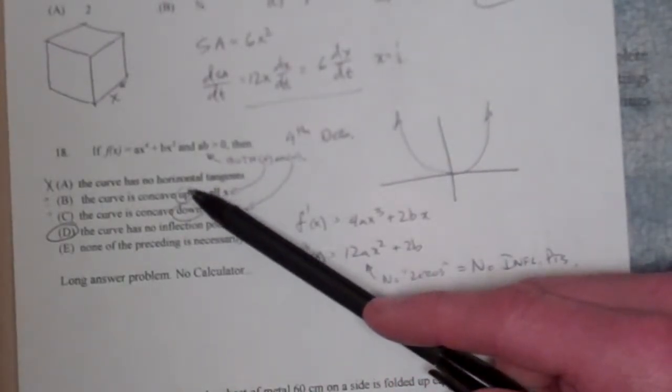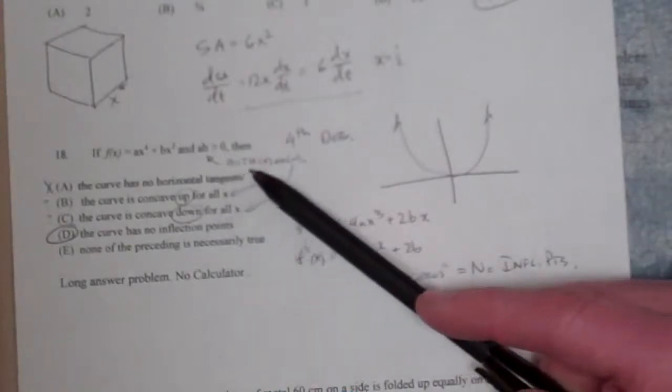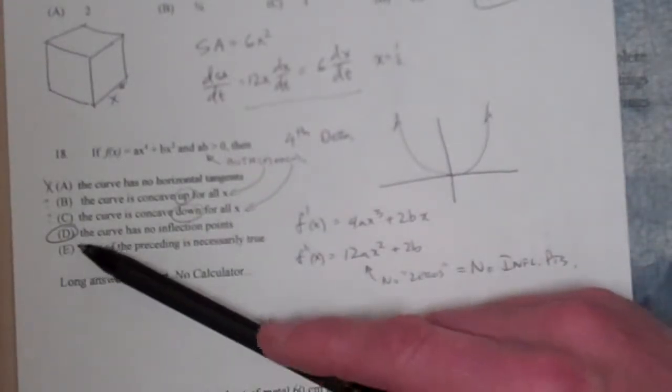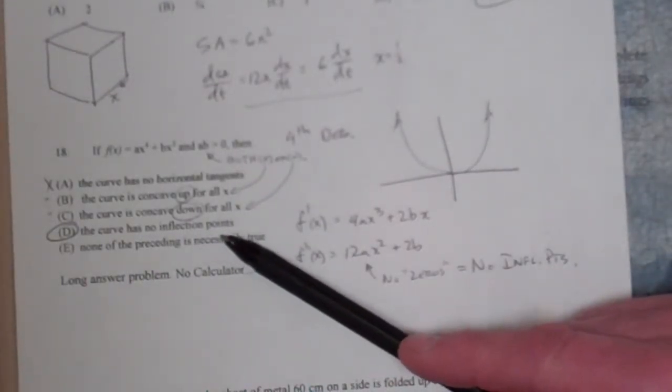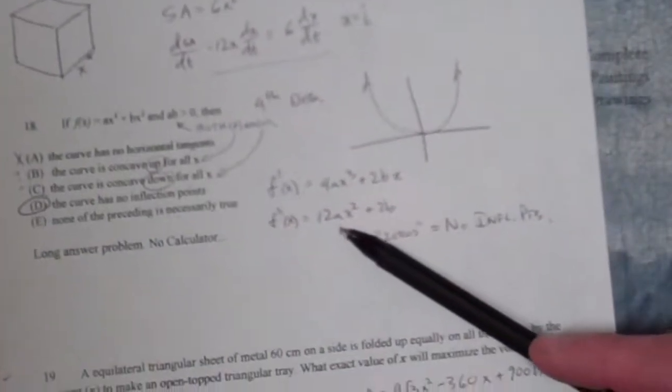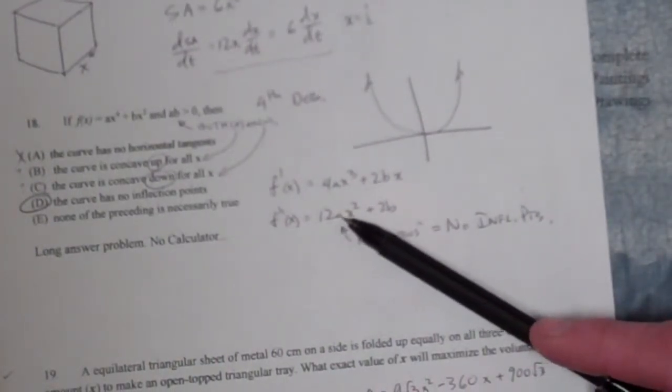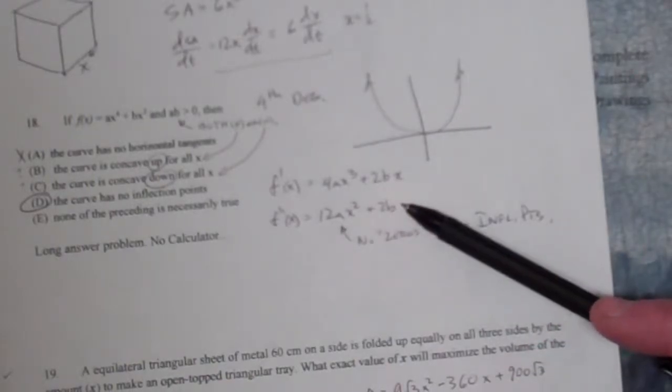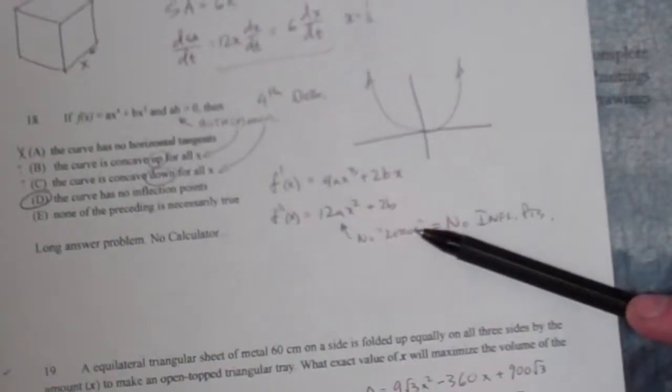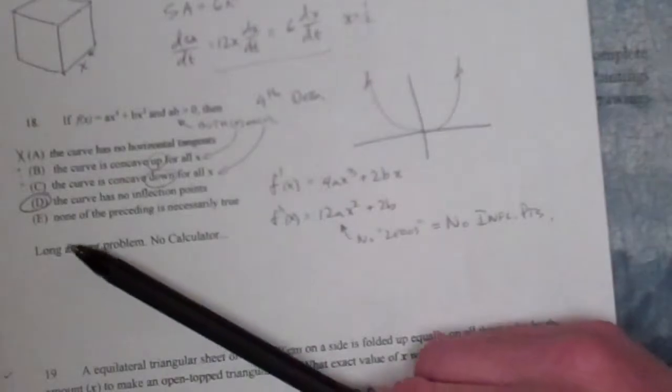So we can't say which one of those are, because it could be negative or it could be positive, but we definitely know that the curve has no inflection points, because when we take the second derivative, it's impossible to solve it if they both are positive or both are negative. So the second derivative right there tells you that the curve has no inflection points.